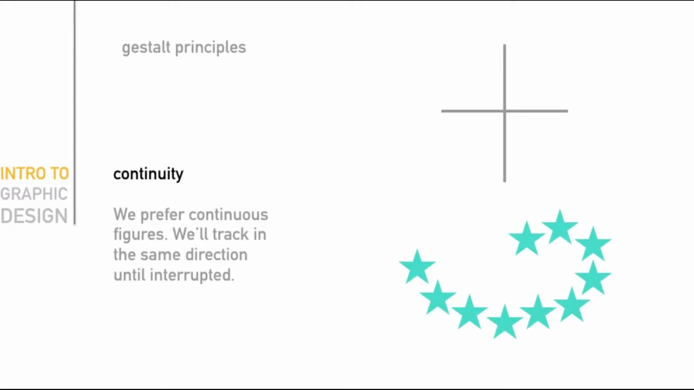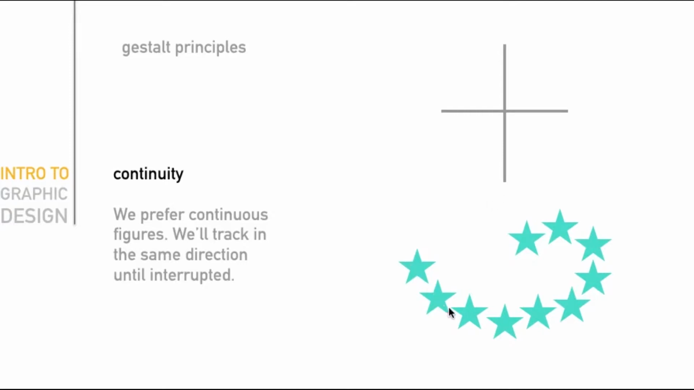Continuity is the idea that we will track in a continuous motion. We will track movement. Our eyes will track in one direction until something interrupts that movement. Instead of seeing 4 lines coming together at a common point, we see 2 lines intersecting, and they are intersecting in a perpendicular relationship to each other. So we will start at point A and track to point B. We will not start at B and stop at point C here in the center. We will keep going. And then the interruption is that the line visually stops.